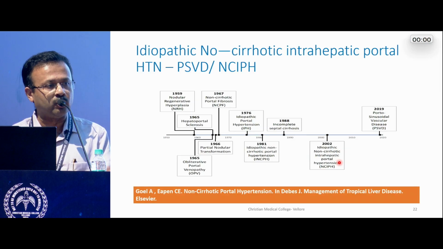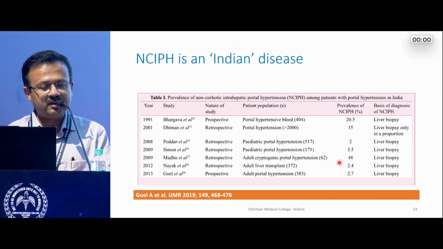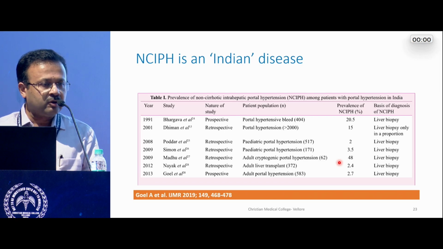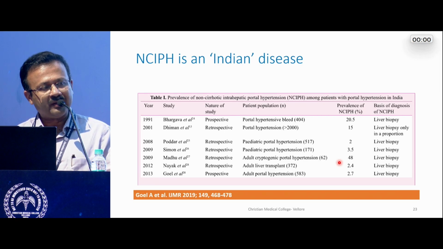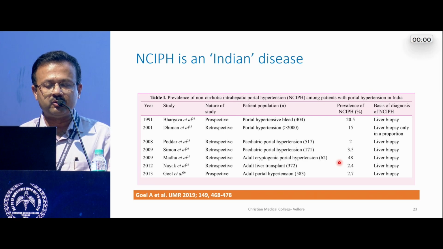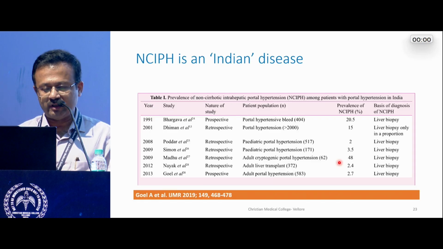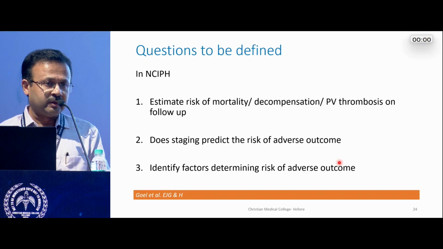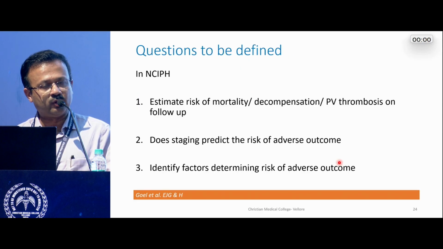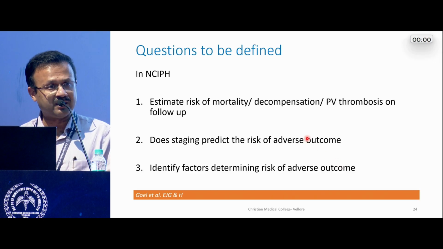So NCIPH is an uncommon disease for the world, but it is an Indian disease. In India, you still have quite a few of these patients, and we are one of the bigger centers for non-cirrhotic portal hypertension. I think we have the world's largest cohort of non-cirrhotic portal hypertension patients on follow-up.